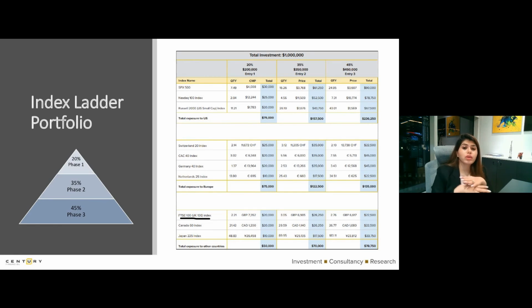So that is why when you're invested across the globe in different indices, your loss is much less.